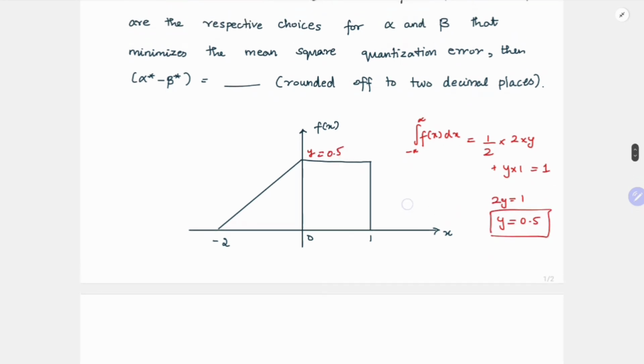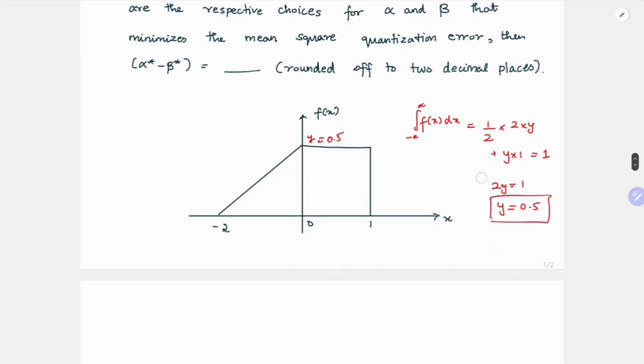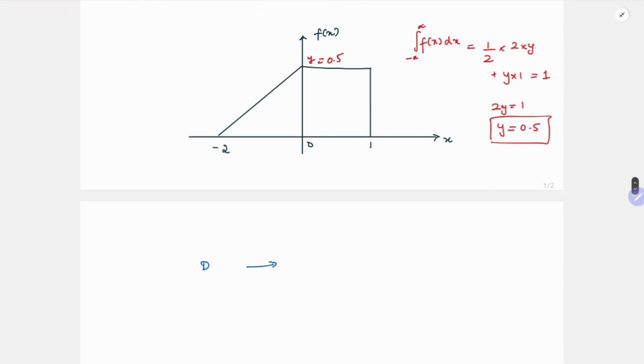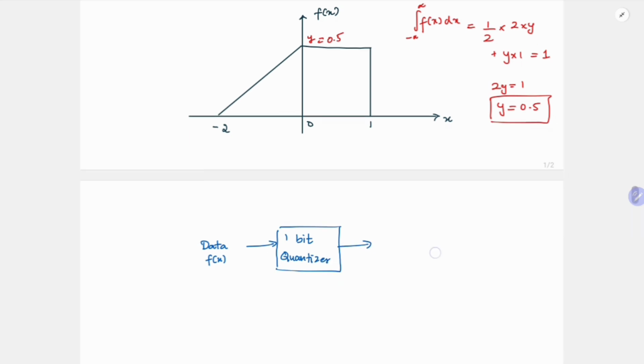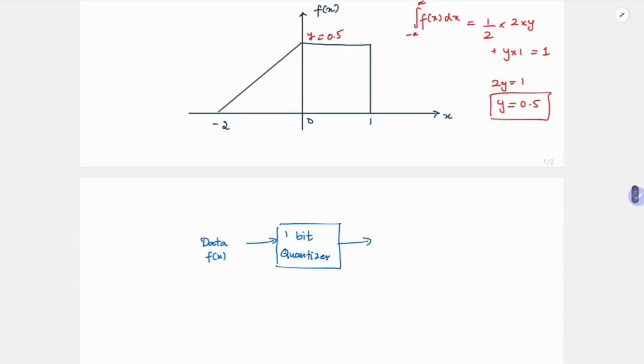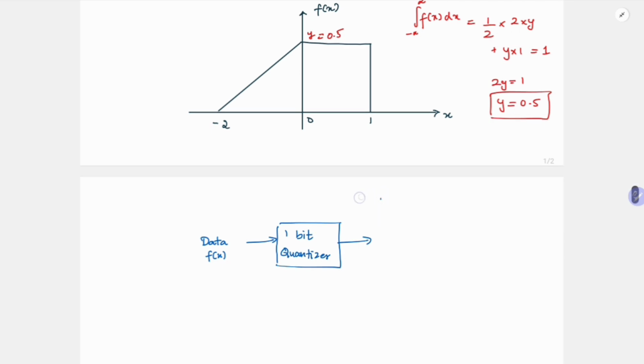Now what they are saying, now I have a 1-bit quantizer. So I have data coming in with f of x given. What is a quantizer? It converts your analog data into digital format, and here it is 1 bit. So it can either map to 0 or 1, something like that. But here they are saying they are mapping it to alpha and beta, alpha star and beta star. So how are they mapping it?